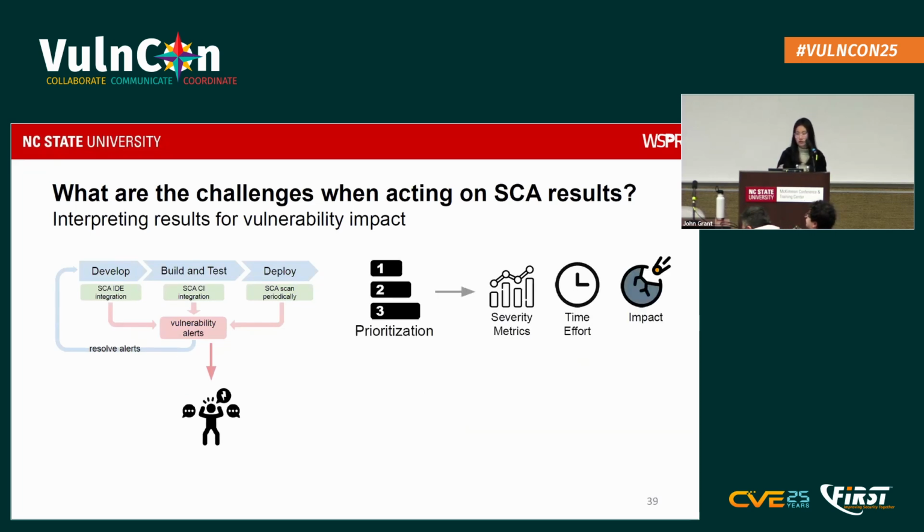Participants shared they usually have some type of prioritization method. They could prioritize by severity metrics such as CVSS scores or scores from the SCA tool. They could also prioritize with the time effort needed or the impact of the vulnerability. But really determining time, effort, and impact itself is a challenge because you would need additional context for that.